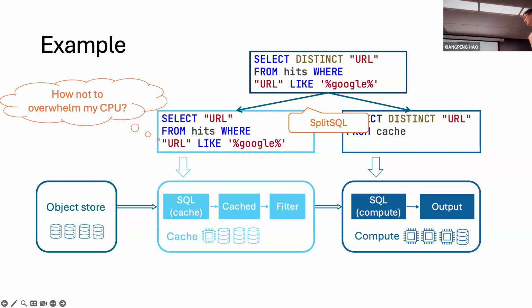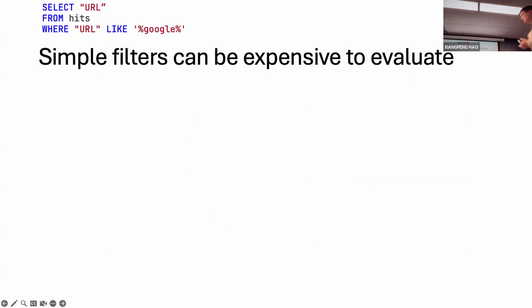So the question here is, once we split the SQL, we have to consider all of the previous fancy research on how we should split it in a cost-effective way. The question that still remains is how do we prevent overwhelming the CPU on the cache server? And the observation is that even simple filters can be very expensive to evaluate.